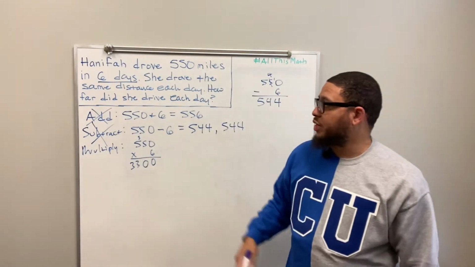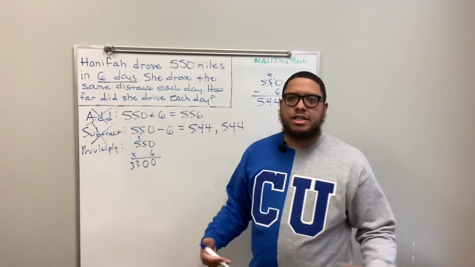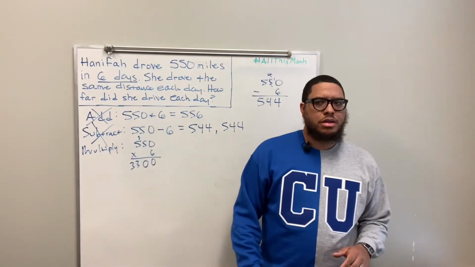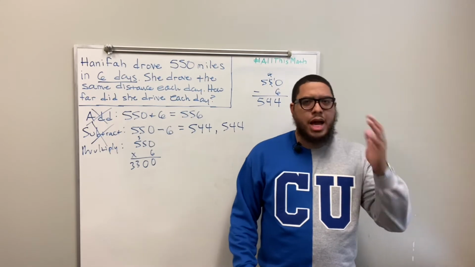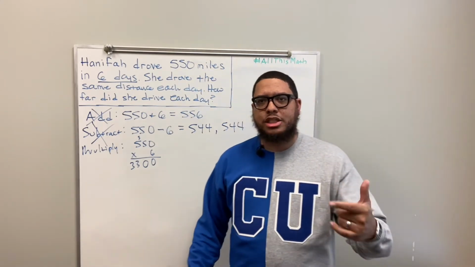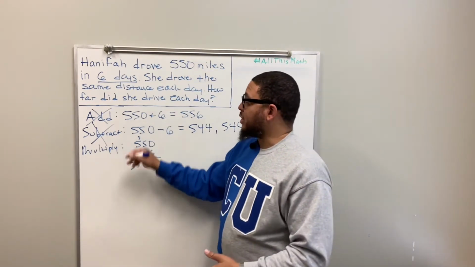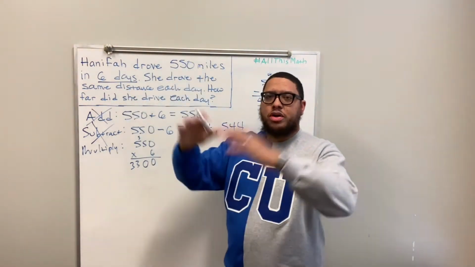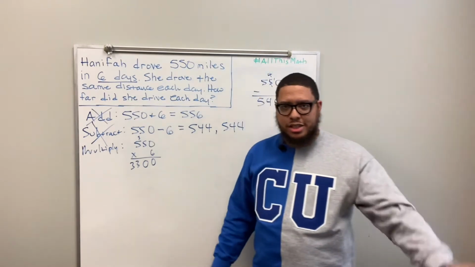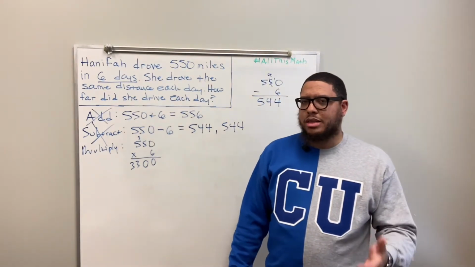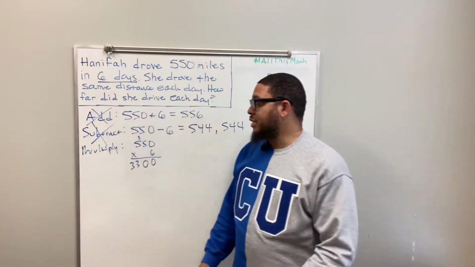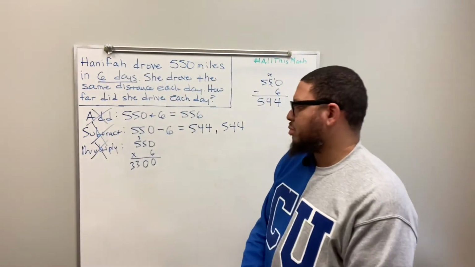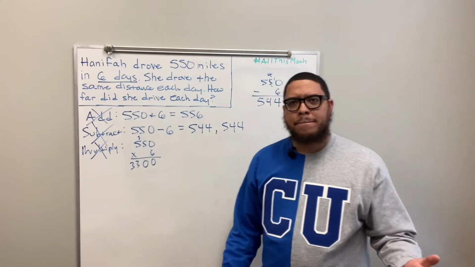So that's 3,300. So they say, okay, well, each day she drove 3,300 miles. And then you got to say, wait, how does that make sense? How can she have driven 3,300 miles each day if she only drove 550 miles altogether after all 6 days? We got to think about this. So that tells us that multiplication won't help us. But what about division? Right?